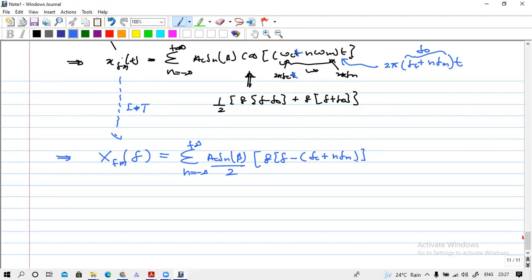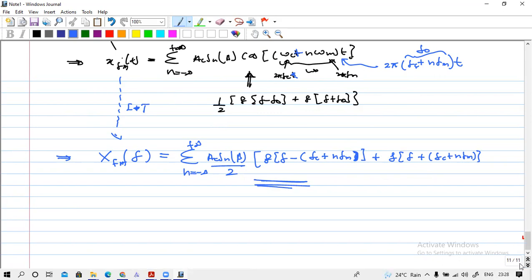This is one term, and plus delta f plus f plus f, oh sorry, yes, f plus f naught. F naught is simply fc plus nfm, okay. This one, okay. So we have this one as a frequency spectrum, okay.